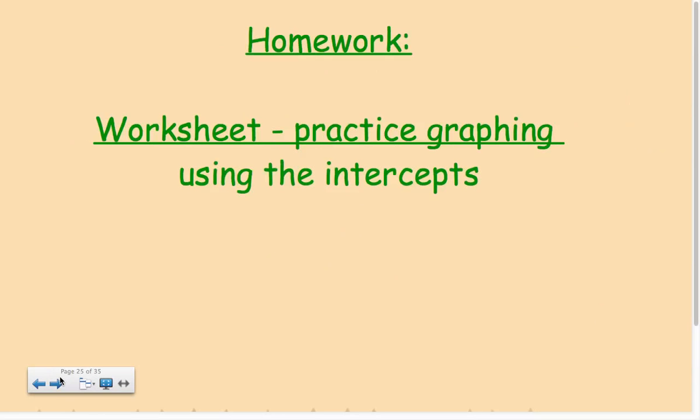All right, your homework for this lesson is a worksheet. You're going to practice graphing using the intercepts.